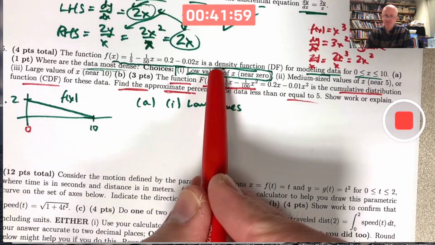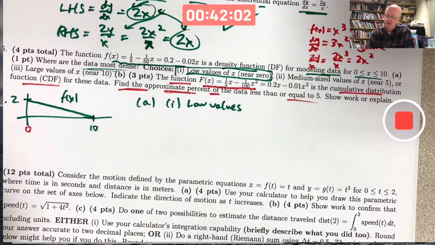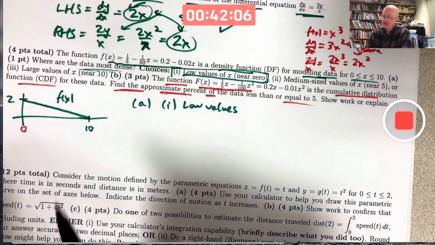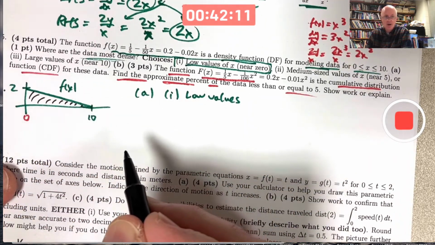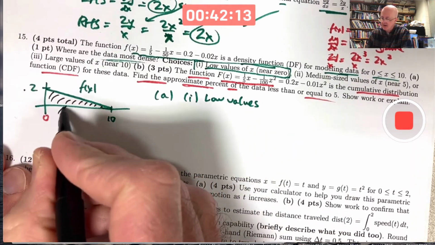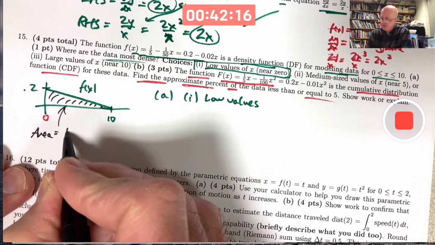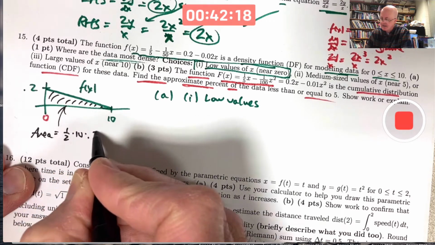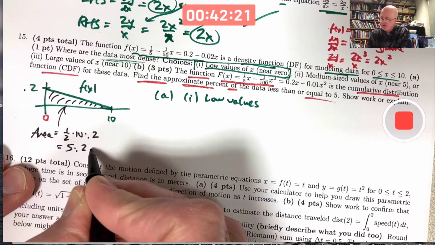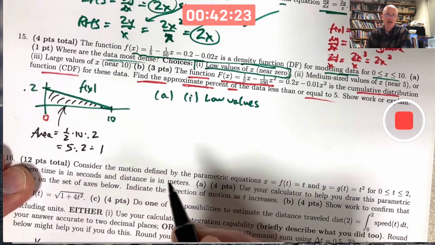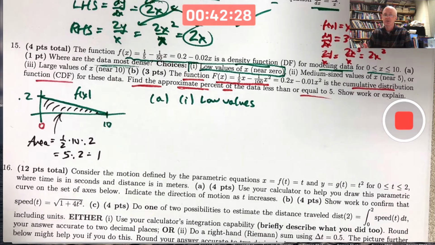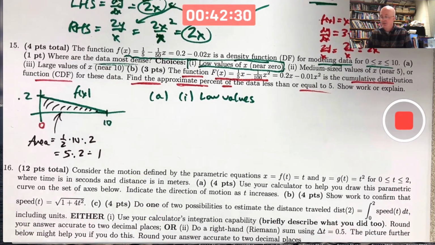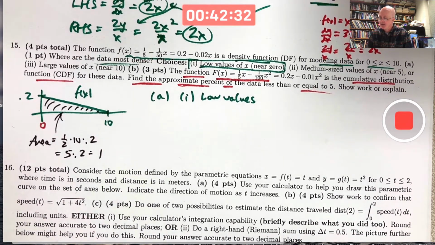Density functions have to integrate to 1. This problem's not asking about that, but this has to integrate to 1. The area under this has to equal 1. It's a triangle. The area, 1/2 base times height, 5 times 0.2, is 5 times 1/5, which is 1. That's something that density functions have to satisfy. Effectively, that represents 100% of the data, or in probability terms, it represents 100% of the probability.